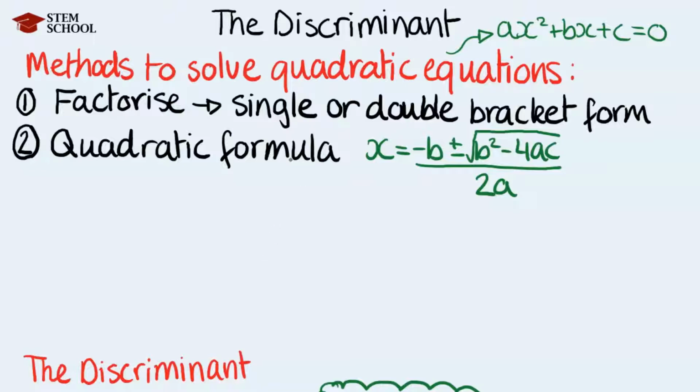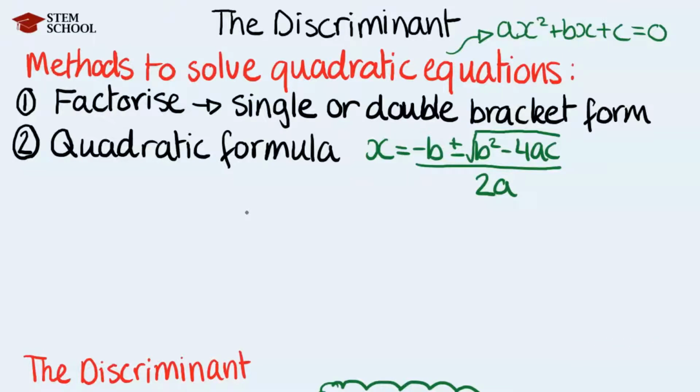When it comes to solving quadratic equations, just like this, ax squared plus bx plus c is equal to 0, what we're doing is we're essentially solving this quadratic equation to find x, and there are a few methods to do just that. The first one you'll always try is factorising, so looking for common factors and factorising that into single or double bracket form. And I'll link a video explaining just that.